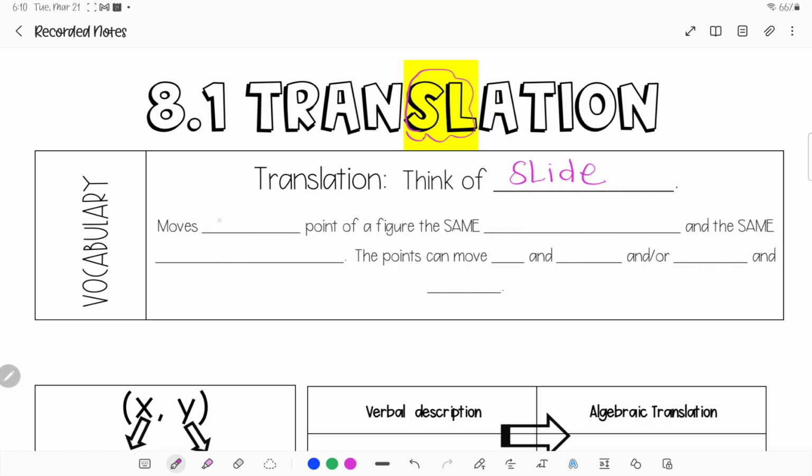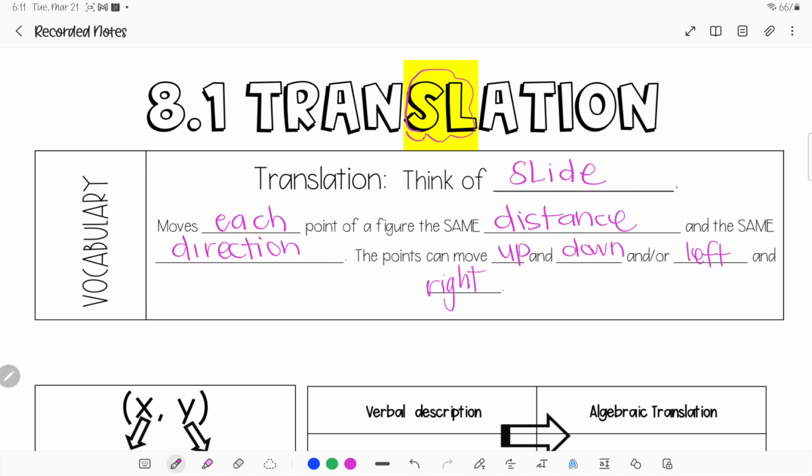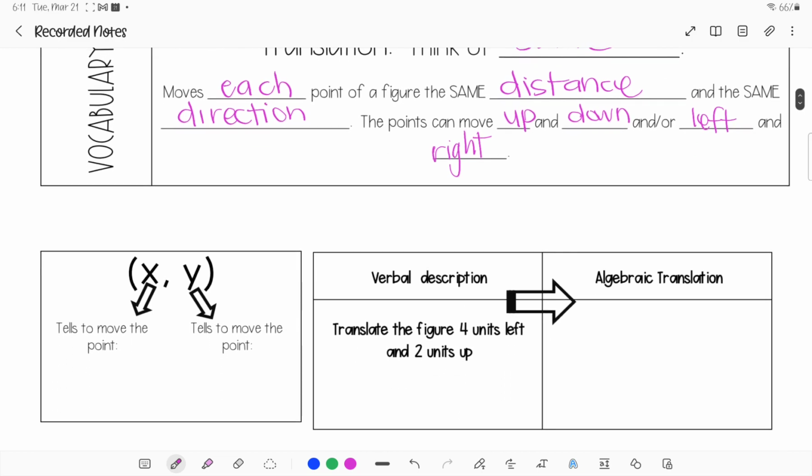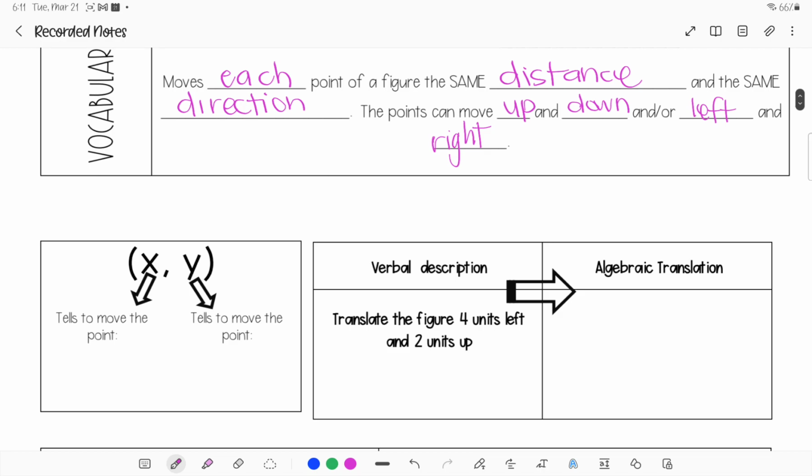So it moves each point of the figure the same distance and the same direction. The points can move up and down, or they can move left and right. So it can be slid to the left and up, to the left and down, or it could be slid to the right and up, or the right and down, but it's just being slid. So you never lift it off the paper.